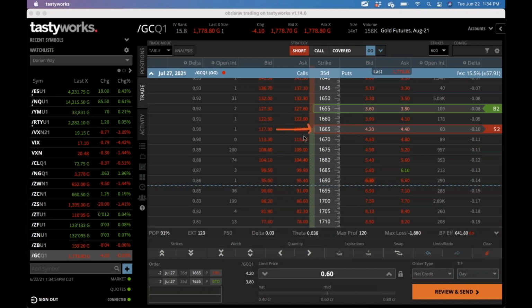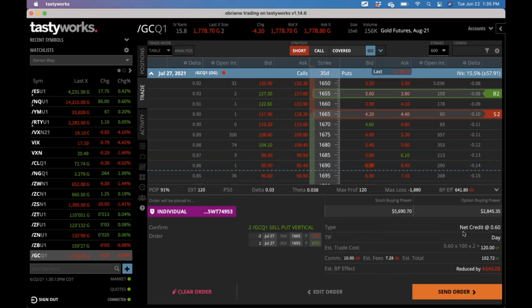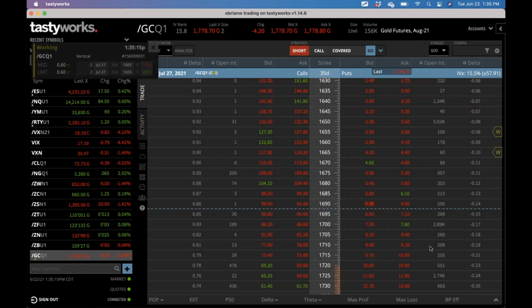So I believe this is a very good high probability trade of us winning. We have a 90% chance of winning at expiration. We have a higher than that percent chance of winning if we get out at 50% after fees and commissions. So let's try to execute this trade here, see if we can get filled, and then we'll look at some other stuff.